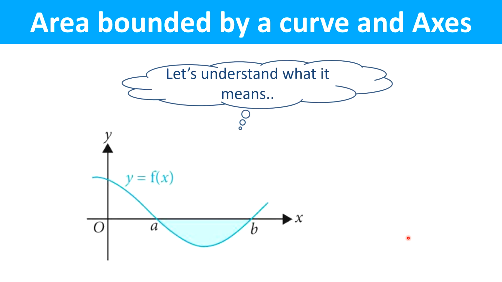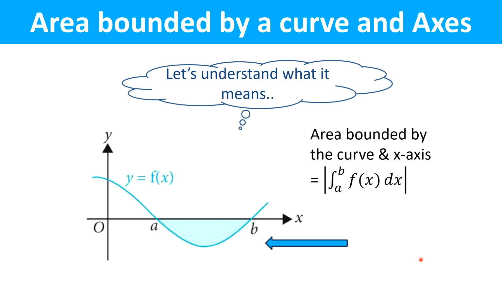For this diagram, let's understand what it means. You notice that the shaded area here is actually below the x-axis. In such a case, when you find the definite integral, you will have a negative value. But because this is area, we can't have a negative value. So for such a case, when we want to find the area, we need to add the absolute sign. With this, we will be able to change all negative values back to positive.